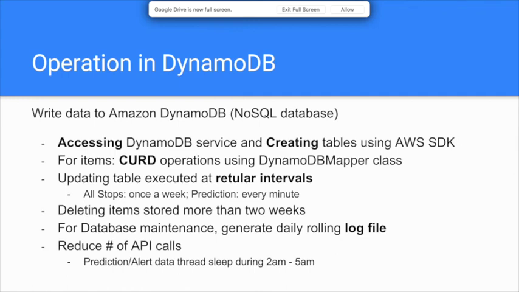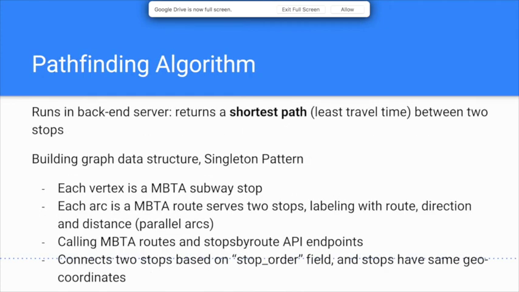And for database maintenance, we generate a daily rolling log file, so we know which table is updated and how many items are affected. To reduce the number of API calls, we set the prediction and the alert data thread to sleep during 2 to 5 a.m. The path finding algorithm is a program that runs in the backend server and returns the shortest path between two stops.